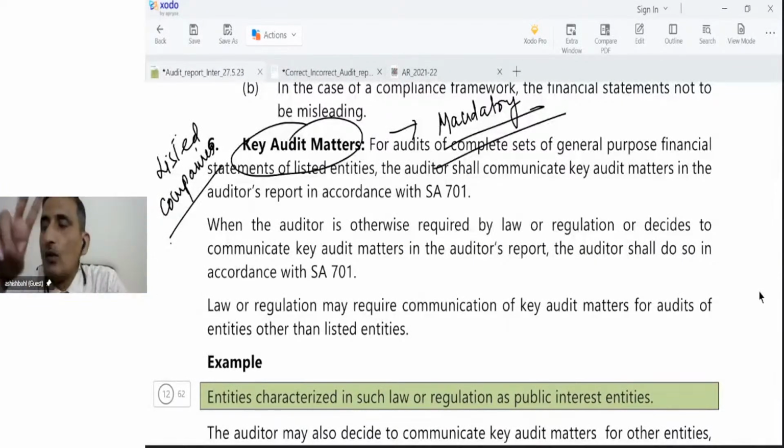Okay. So key audit matters, basic meaning you understand, and you have to remember that key audit matters are compulsory to be communicated in the audit report in accordance with SA 701 for listed companies. Okay, and for others it is not mandatory, but the auditor may choose to do so, or if it is required by law, then it would be compulsorily required to be stated. Either law requires that, or voluntarily he chooses to disclose key audit matters.